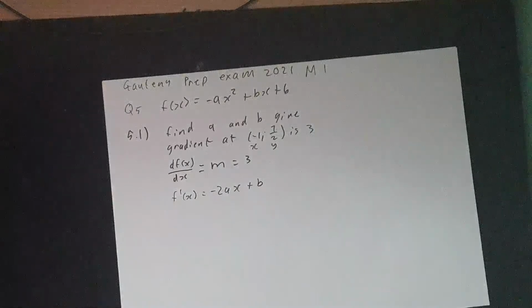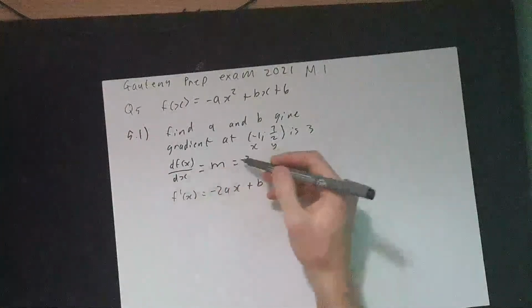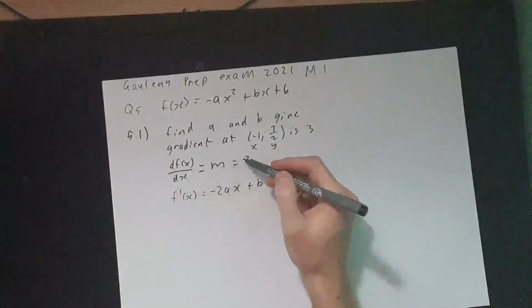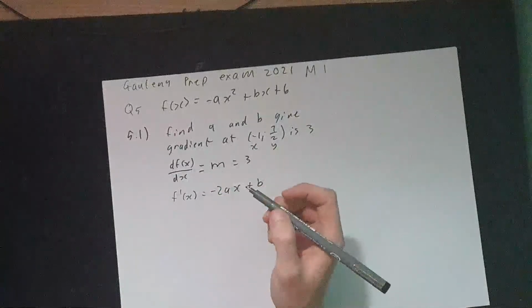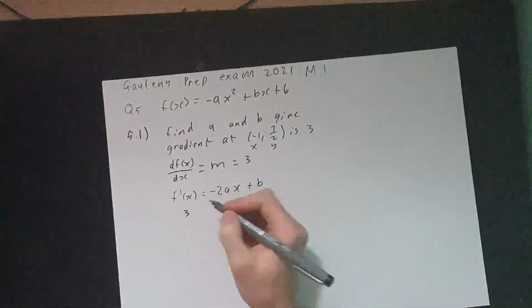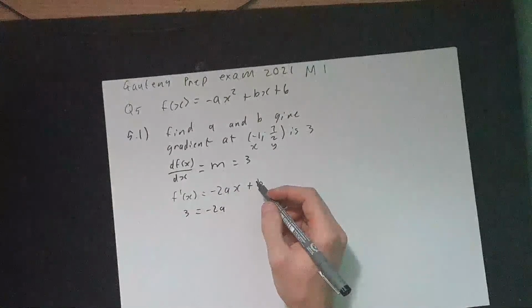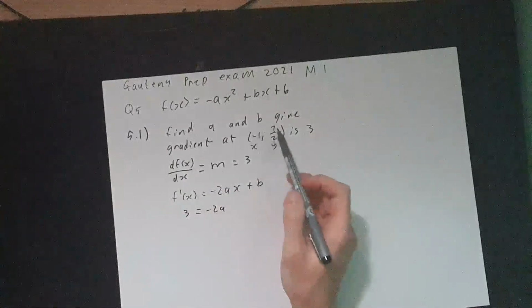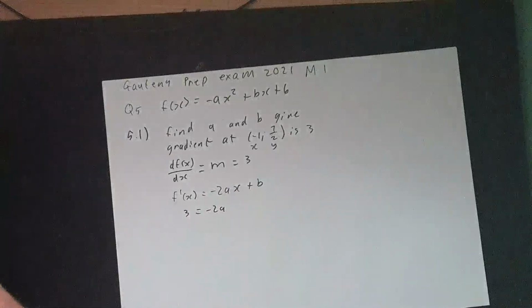Okay, so just to continue, this is equal to my gradient. My gradient is 3, so this function should be equal to 3. So therefore, I have 3 equals -2a, and then they gave me an x coordinate over here, and a y coordinate. So we can then go and solve this. Okay. Let me just check something quickly.